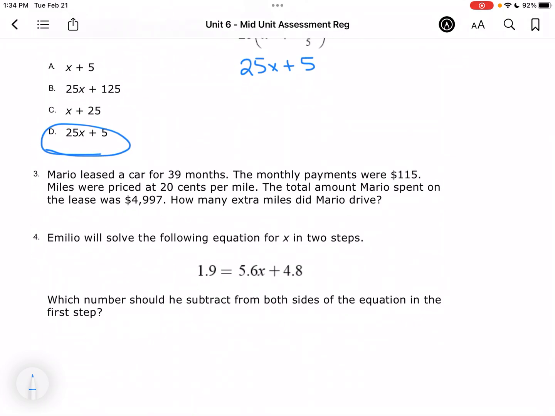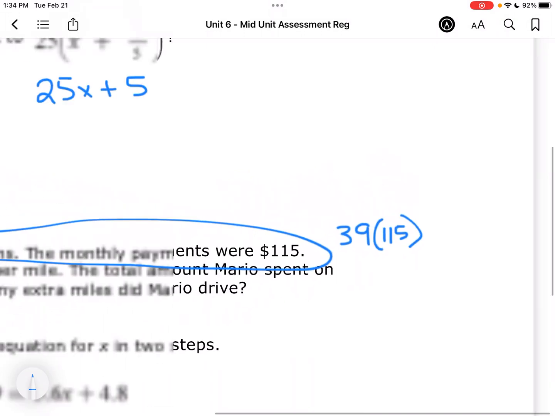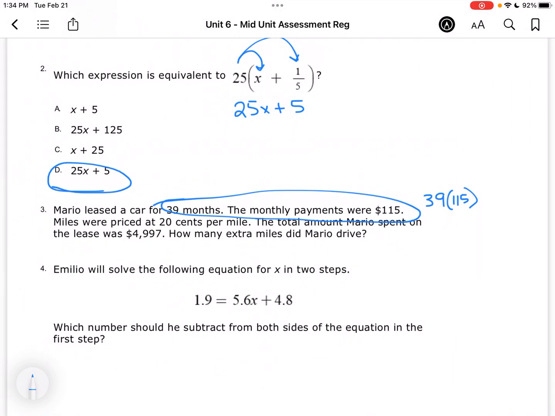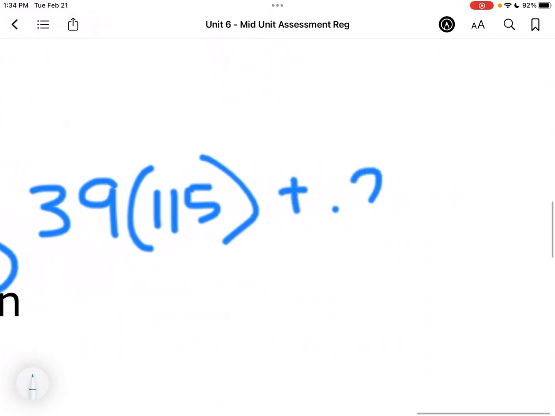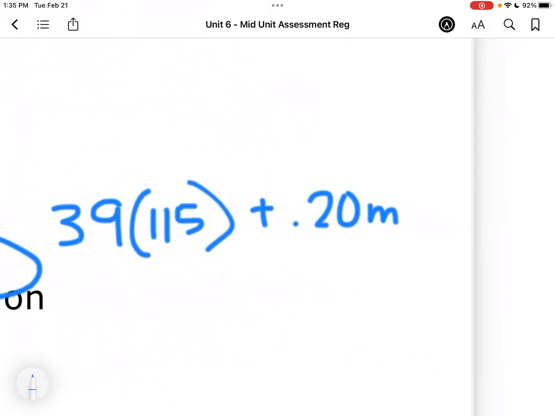All right, Mario leased a car for 39 months, and those monthly payments were $115. So he did 39 months times $115 because the monthly payment each month was $115. Then the miles were priced at 20 cents per mile, so plus an extra 20 cents per mile. The total that was spent on the lease was $4,997.